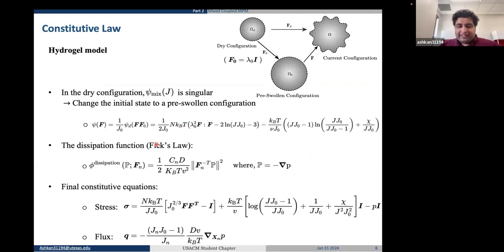The dissipation function is something which, if you take the derivative of that, shows the relationship between flux and gradient of pressure. It is something like if you take the derivative from this side, you will obtain the relationship between a stress and a strain. We use Fick's law for that, which looks like this. And using this, we obtain the final constitutive equation for stress and flux as these equations.